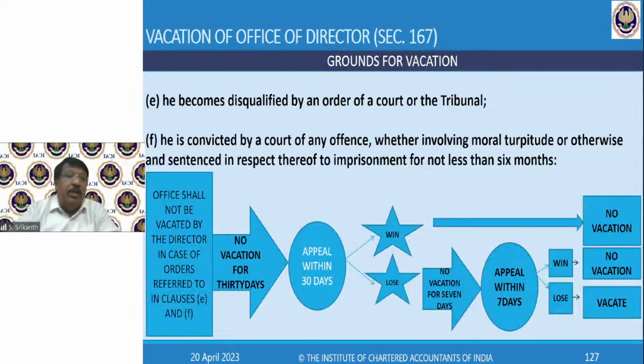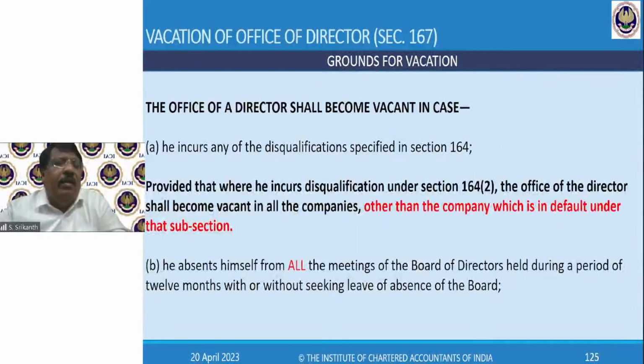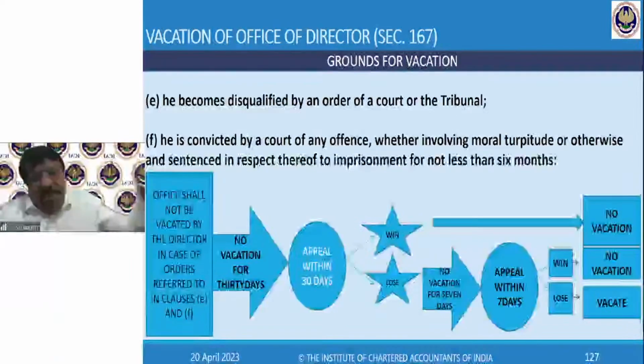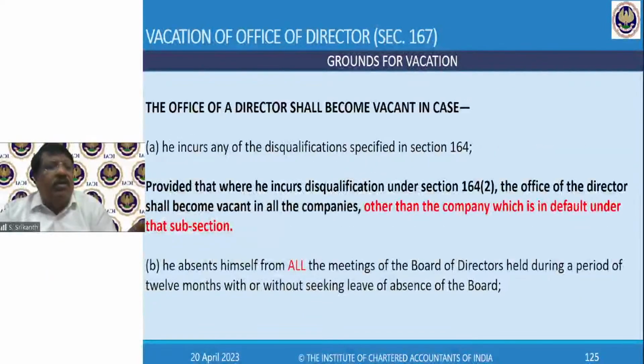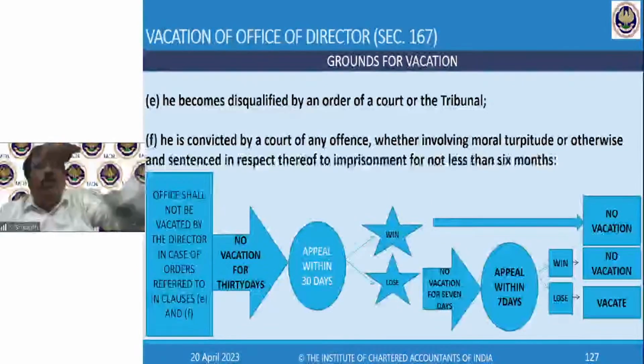E, he has become disqualified by an order of a court or the tribunal. Friends, this is already covered in A because it's a ground of disqualification under 164. I don't know why they again mention it here. Because anyway, A says if he becomes disqualified under 164, he is there. And E is part of 164, where he has been disqualified by an order of the court.